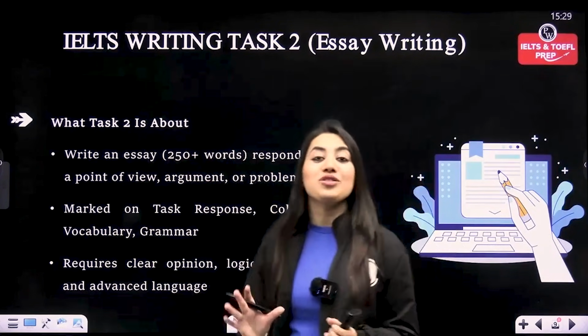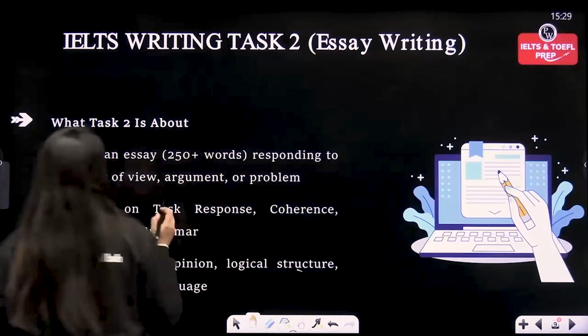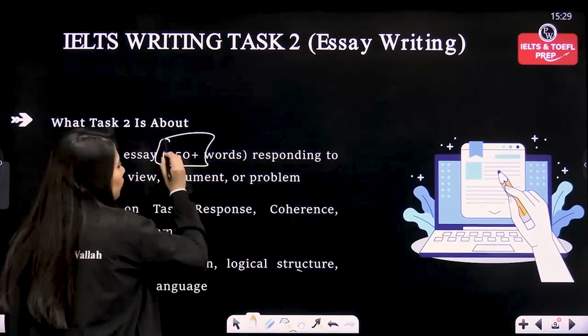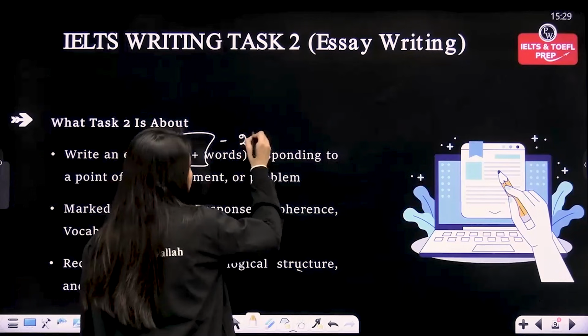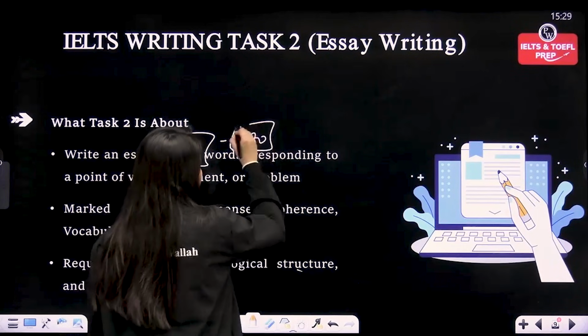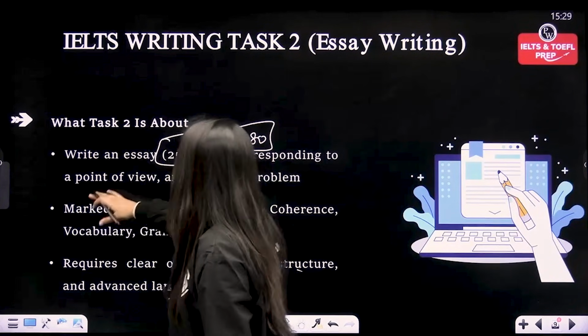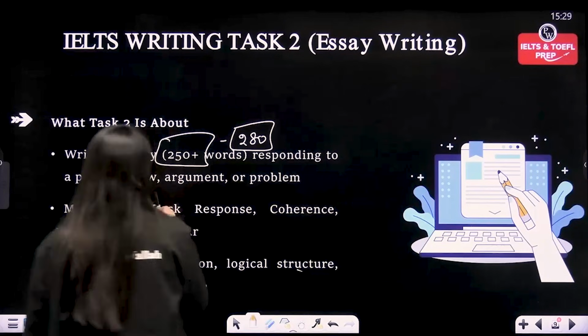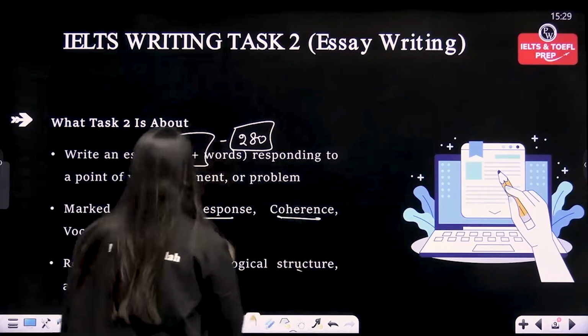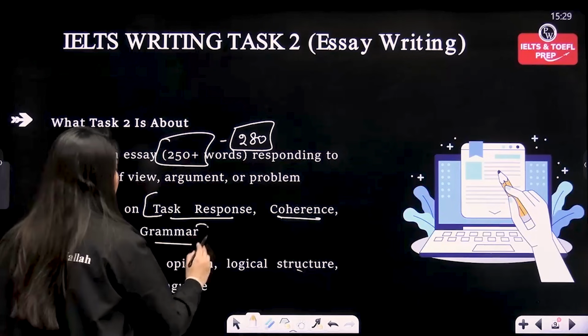Yeah, so let's see. We will be writing a minimum of 250 words. That's a must. But the max is 280. That's our limit. After this, you are marked on task response. Here you will be marked upon task response, coherence, cohesion, vocabulary, grammar, all these things.